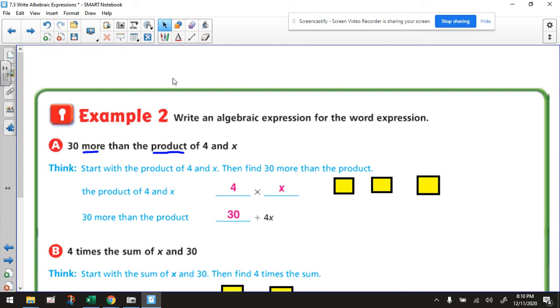Now, speaking of terms, let's make sure we know what the coefficient would be in this case. So 4 is the coefficient, 30 is a term, and 4X is a term, just to reiterate some of the vocabulary that we talked about just a few minutes ago.